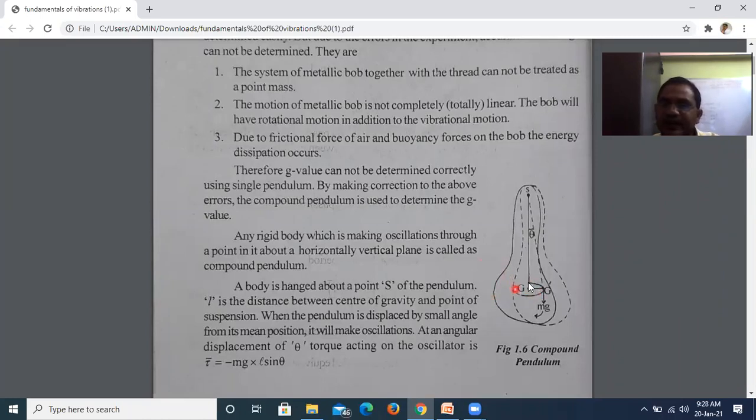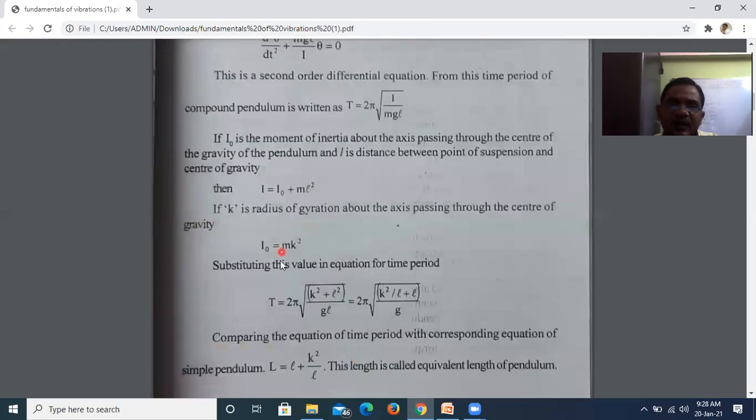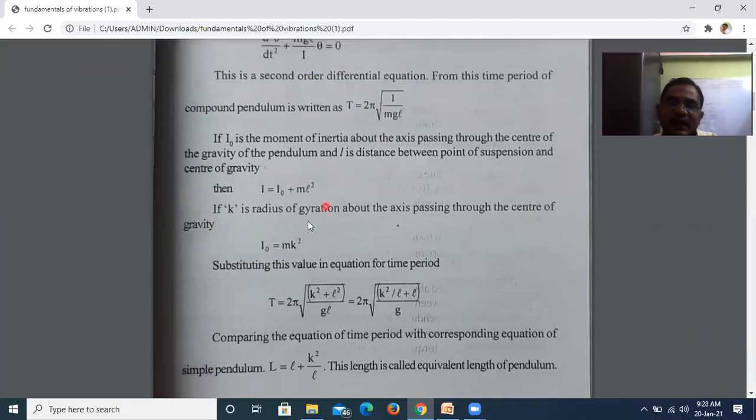Followed, sir. Okay. So what are we writing? If I naught is the moment of inertia with respect to the perpendicular axis passing through this point G, then the moment of inertia with respect to S will be I naught plus ml square. That is written here. We are writing this with the parallel axis theorem. I naught equal to mk square, substituting that by taking m common, then k square plus L square. Substitute that value in the formula 2 pi root of I by mgl. So what I am writing, I is equal to I naught plus ml square.